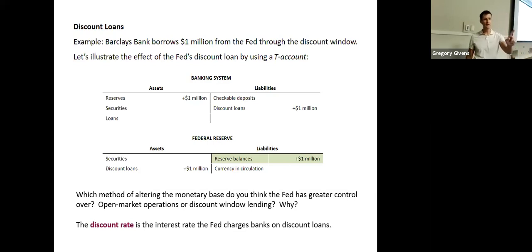Now, with that said, Levi, the Fed can influence the amount of loans because the Fed sets the discount rate. Remember that this is the interest rate that the Fed charges private banks for these particular loans. The higher the discount rate, the less banks are going to want to borrow from the Fed. The lower the discount rate, the more banks will be willing to borrow from the Fed. So they can influence the level of discount lending, but they don't have perfect control over it like they do with open market operations.